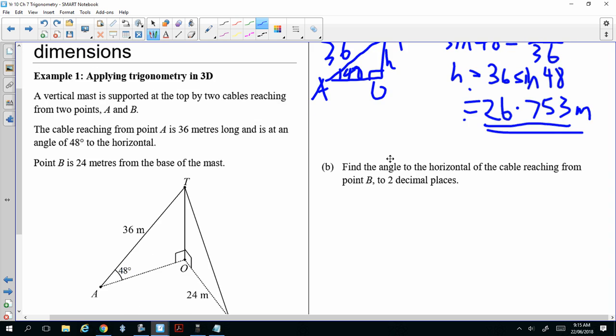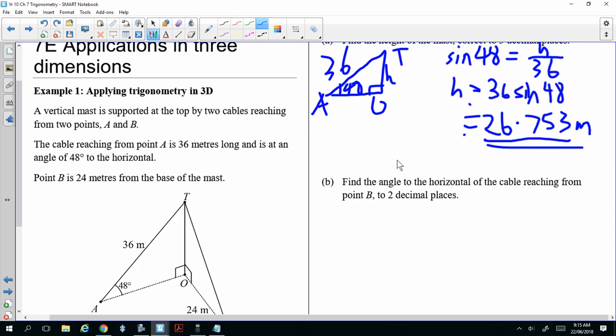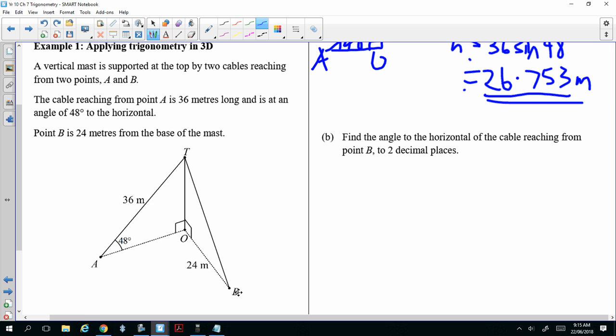Okay, we've got one more question to go through for this exercise. Part B, the angle to the horizontal of the cable reaching from point B, to 2 decimal places. So you have to figure out this angle here. What angle does it make with the horizontal? But we already know the height, don't we? So we'll draw this picture again. We've got the theta we have to work out. That's B, that's O, that's T.